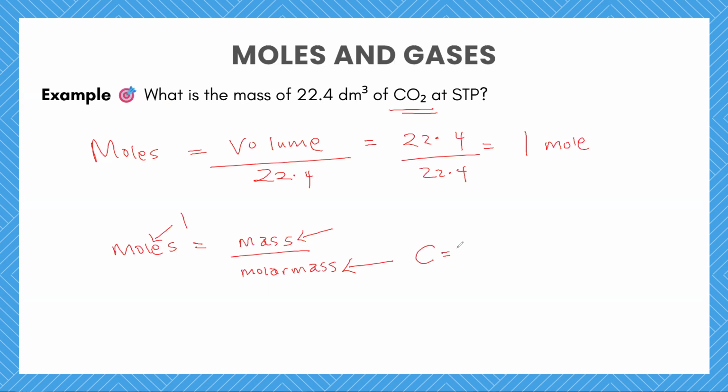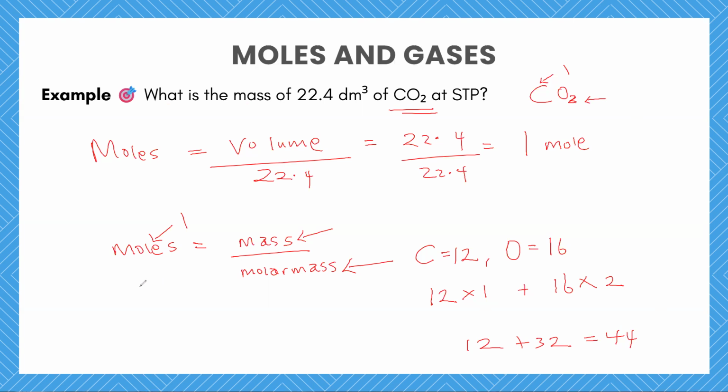We know that C is 12. That's the atomic mass of carbon, and the atomic mass of oxygen is 16. So if we are calculating for CO2, it becomes 12. How many atoms of carbon are present in CO2? It is just 1. So we have 12 multiplied by 1 plus oxygen, which is 16, multiplied by 2 because we have 2 atoms of oxygen over here. So it becomes 12 plus 32, and that becomes 44.